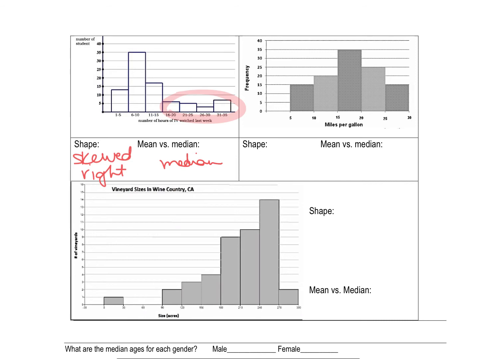This one, it's not perfectly symmetric, but it's pretty close. So in order to be considered symmetric, it doesn't have to be a perfect mirror image on both sides. It just needs to be close. So I'm going to say this one looks symmetric to me.